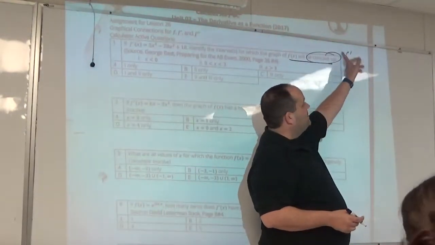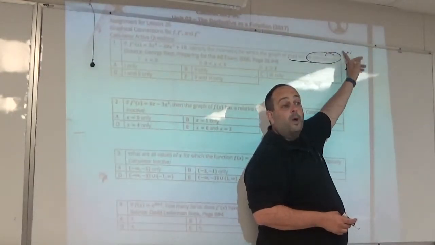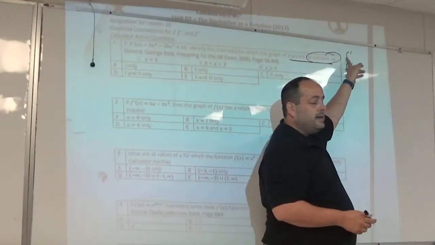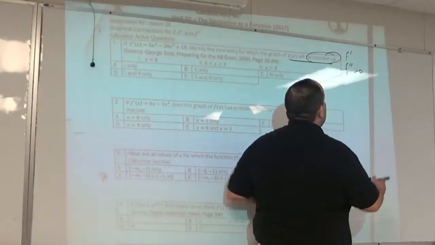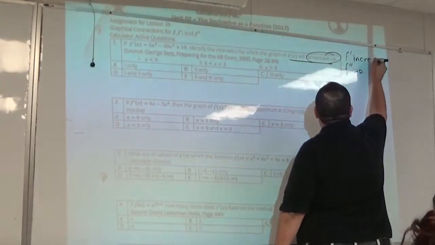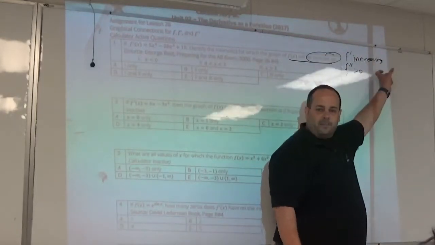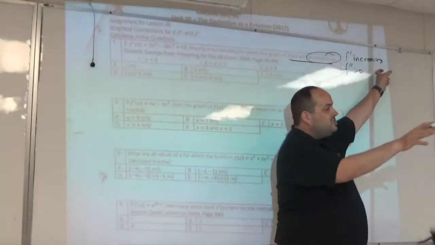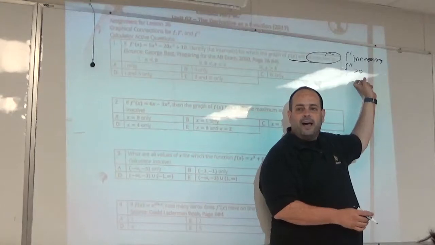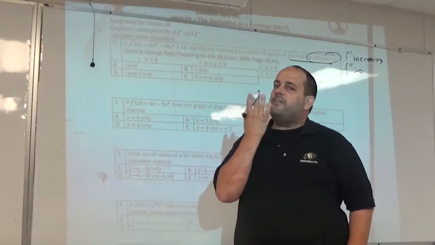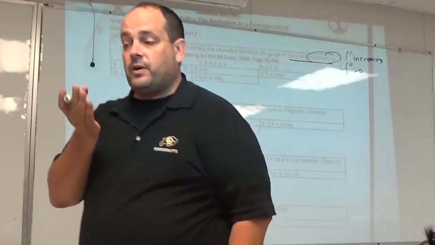What do we know about f prime? F is concave up. What's true about f prime? It's positive. Not positive. Go back to your notes. Increasing. If f is concave up, then f prime is increasing. The things you guys said were true. F double prime is positive, but you don't have a graph of f double prime in front of you. What you have is a graph of f prime.